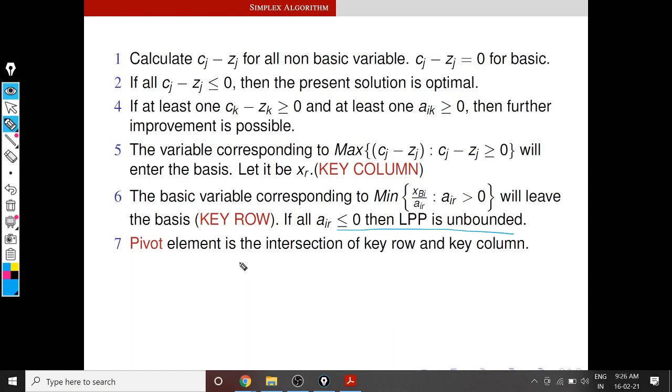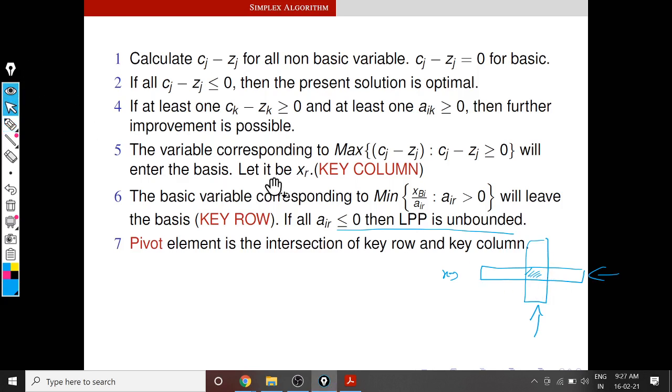Then we identify the pivot element by taking the intersection of the row and column. Now we have two arrays of numbers, one column and one row. This vector will enter the basis. The variable corresponding to this minimum leaves the basis. This intersection element is the pivot element, the common element of this column and row.